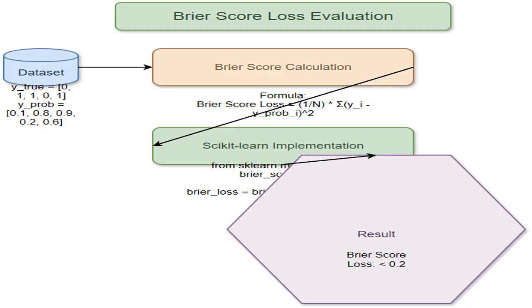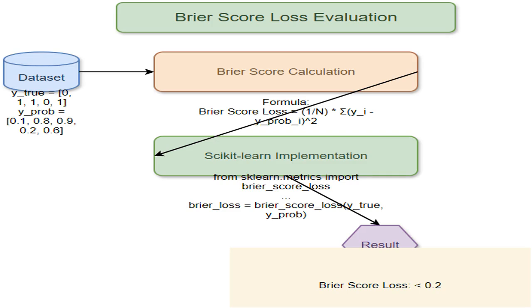The brier_score_loss function will give me a single number representing the Brier score for the dataset. This number represents the average squared difference between the actual and predicted probabilities. A smaller value indicates a better performing model. Let's see how well our model did. This is the final output of the Brier score calculation. I expect a value between 0 and 1, where 0 indicates perfect prediction and higher values indicate poorer performance.